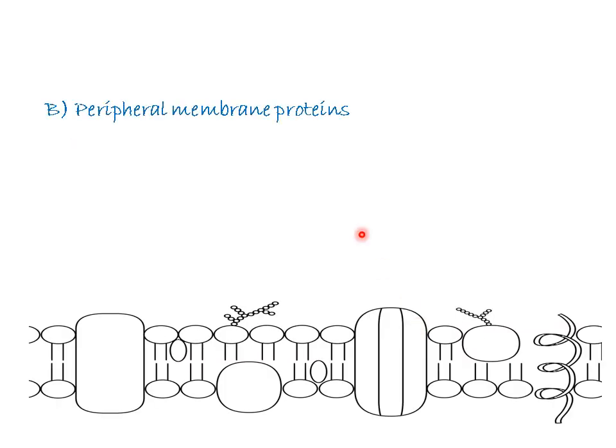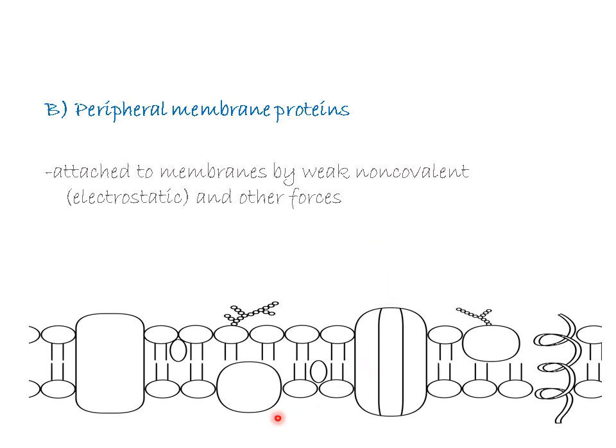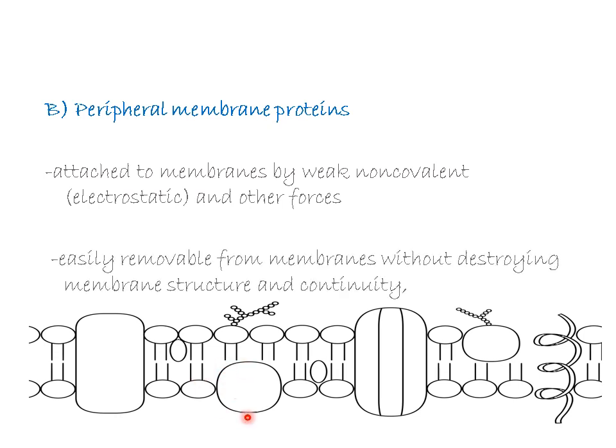So the second type of proteins are peripheral membrane proteins. What are these peripheral membrane proteins? You can see here these membrane proteins are attached by weak non-covalent or electrostatic forces. Since they are peripheral proteins, they are not strongly bound, and they can be easily removed, as opposed to the integral proteins, which were very difficult to remove. Peripheral proteins will be removed without destroying the membrane structure.